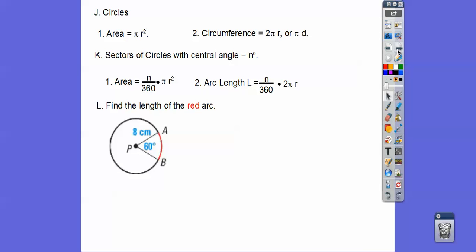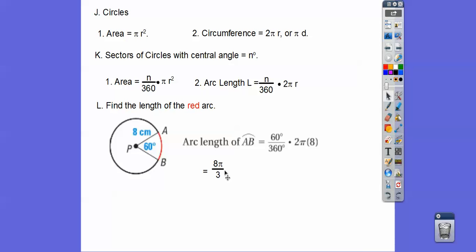So find the length of the red arc right here. Okay, so this is going to be 60 over 360, and then arc length is going to be circumference formula times 2 pi r. Okay, so 2 pi, and the radius is 8 right there. All right, this reduces to 1/6 right there, and we can keep reducing, you guys. Whoops, I got a little carried away. And then so this reduces to 1/6, and then 6 goes into, this is 16. 2 goes into 6 3 times, and 2 goes into 16 8 times. So it's 8 pi over 3.